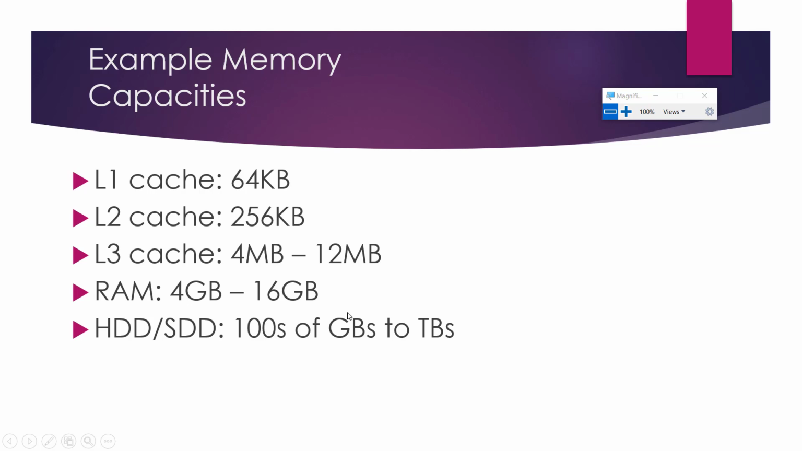RAM can go up to 4 GB. Now this is a pretty old slide. RAM can go up to 1 terabyte as well. 16 GB is like what? Okay. HDD and hard disk can go up to terabytes, obviously, and exabytes and petabytes as well.